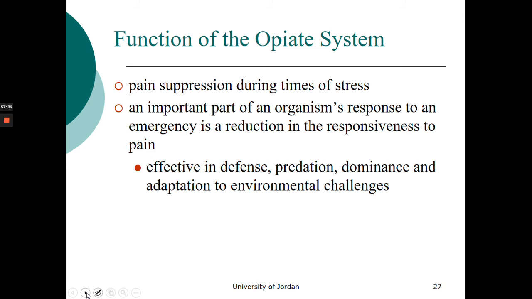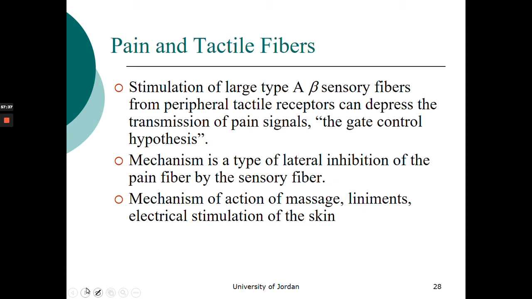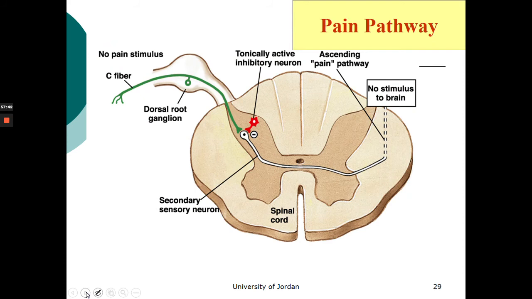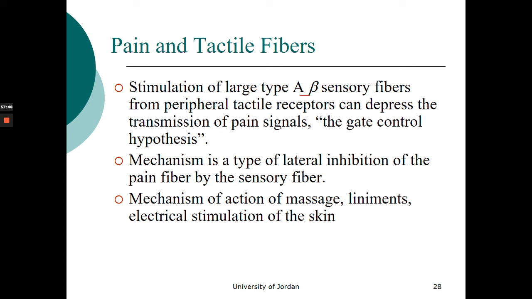Pain and tactile fibers. There are other theories. That's called the gate theory for pain suppression. Stimulation of type A beta sensory fibers from the peripheral tactile receptors can suppress transmission of pain signals. This is called gate control. So this is a mechanical theory, not chemical. The mechanism is a type of lateral inhibition of the pain fibers by the sensory fibers. It is the mechanism of action of massage, liniments, and electrical stimulation of the skin.